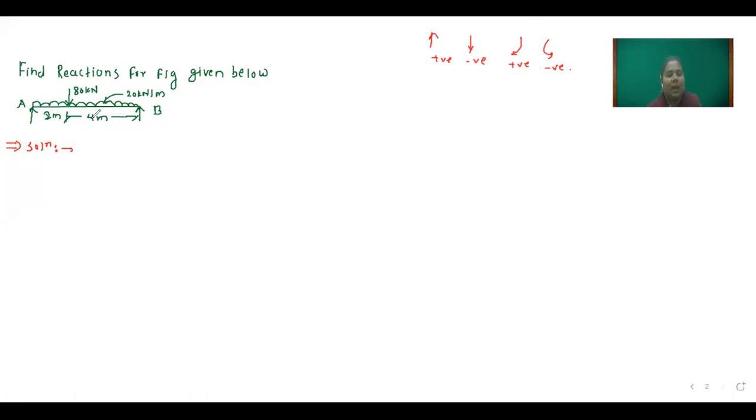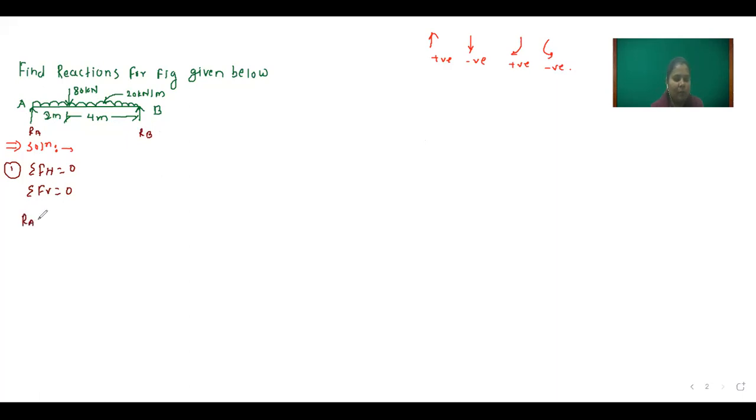First we will apply summation FH equal to 0, or summation FV equal to 0, summation of vertical forces equal to 0. Whenever we apply the summation of vertical forces equal to 0 equation, please remember upward force positive, downward force negative. So suppose this is RA and this is RB. RA and RB are going upward, so we will consider them positive.